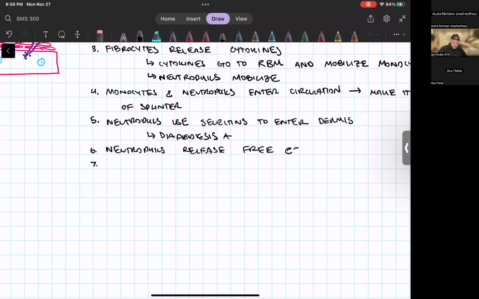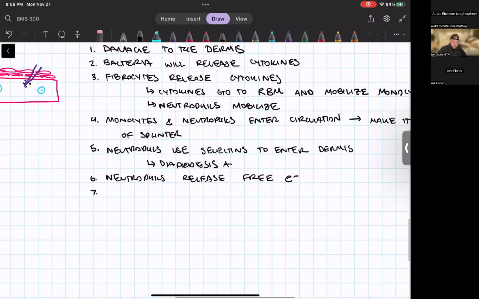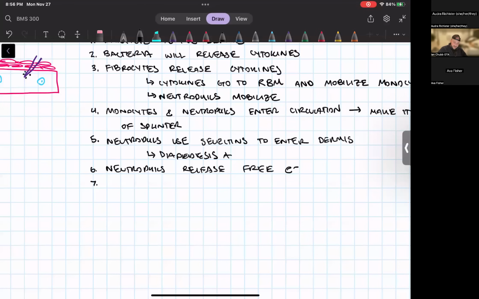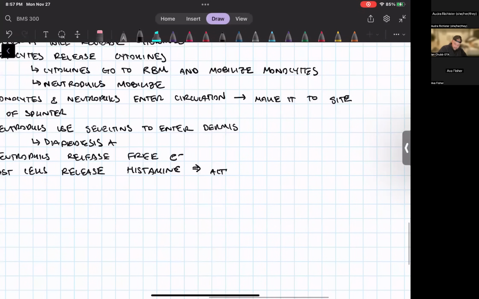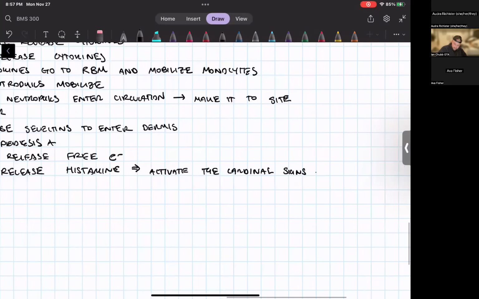The seventh step, which I kind of skipped, it kind of happens early on too. This is all kind of happening at the same time, but our mast cells release histamine. This will activate the cardinal signs of inflammation.